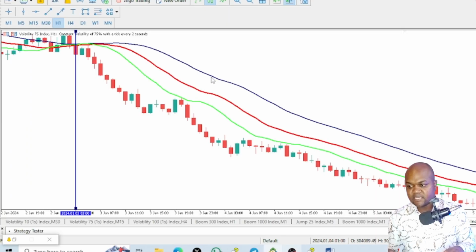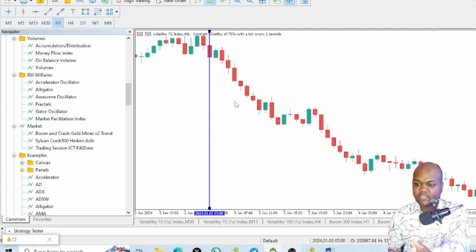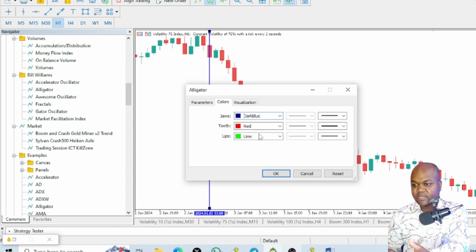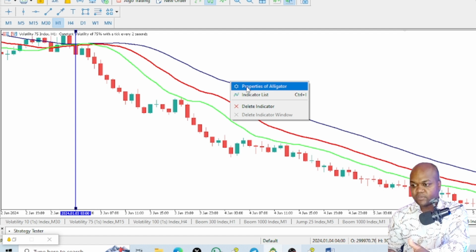So let's quickly look at the settings that we're going to be making use of in this particular strategy. So let me quickly delete these settings and let's look at the settings. This strategy can also be used on a phone. Under Bill Williams, we'll be looking at the Alligator. We're going to see how we can trade using the Alligator. So the settings for the Alligator will be as follows.